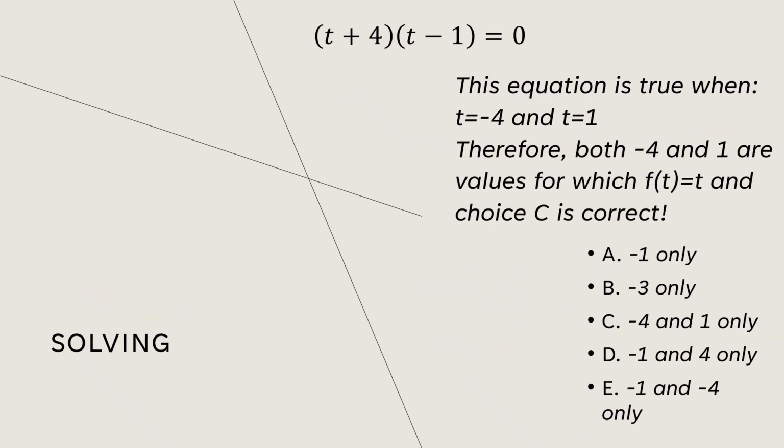Okay, so we need to look at this equation and figure out, well, for which real numbers is this equation true? So we know that when we're multiplying, any number times 0 is going to be equal to 0. So if we can make the first part of the equation, t plus 4, equal to 0, then we'll know that we have a real number, which turns out to be -4, for which this equation is true. We can also say, well, t minus 1 needs to equal 0. And when we do that, we find that if t equals 1, 1 minus 1 is 0. So therefore, t equals -4 and t equals 1 are both true. And choice C is our correct answer.